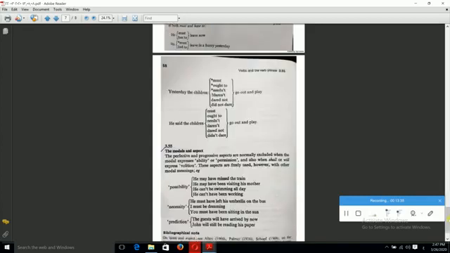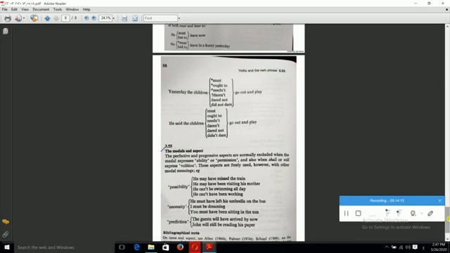Finally, my dear students, page 58: the modals and aspect. The perfective and the progressive aspects are normally excluded when the modal expresses ability or permission, and also when shall or will express volition. These aspects are freely used, however, with other modal meanings. Example, possibility: he may have missed the train. He may have been visiting his mother. He can't be swimming all day. He can't have been working.